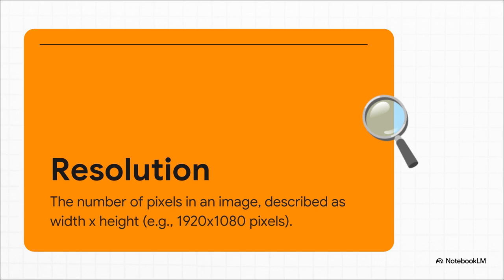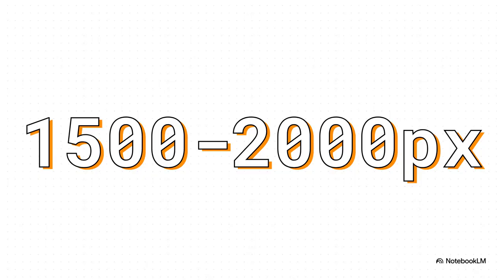All this really is a count of how many of those pixel tiles are in your image. We just describe it by its width and its height. So you hear someone say high resolution, it just means more pixels, which, you guessed it, means a sharper image on the screen. So here is the single most important number you need to remember.